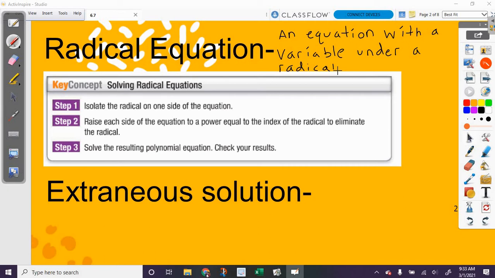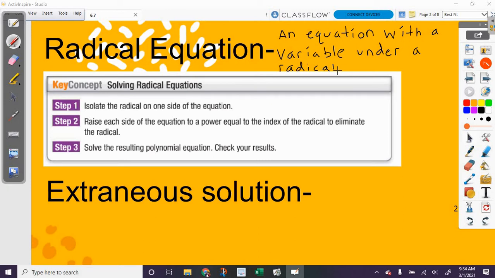So our first thing that we want to look at is our steps that are going to allow us to solve. So step 1 is to isolate the radical on one side of the equation. Our next step is to raise each side of the equation to a power equal to the index of the radical to eliminate the radical. And then lastly, solve the resulting polynomial equation.